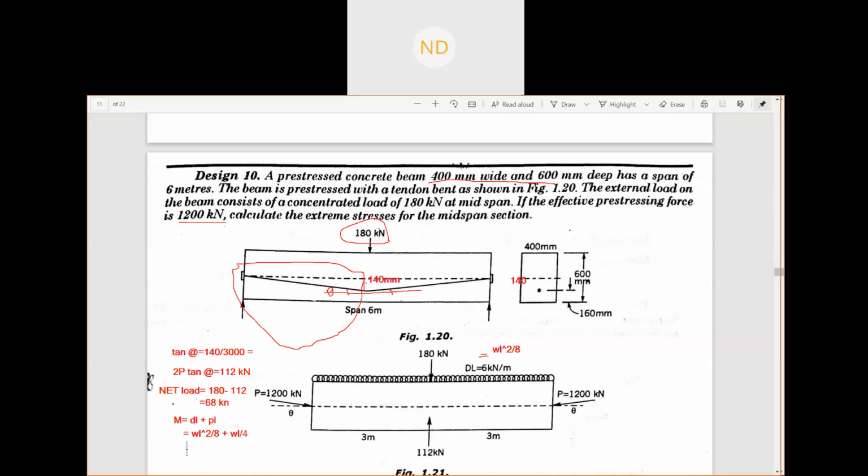So find out this now. What is the total moment? You know your dead load W is 6 kilonewton per meter. L span is 6 meter, 6000 mm. Then we have your point load 68 kilonewton, and your span again. So calculate this moment. 129 kilonewton meter.